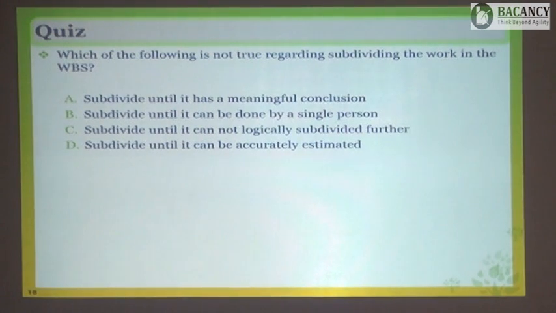No, there has to be one answer. Then C. What about you, sir? C. The correct answer is B. The question says which of the following is not true. A is true, C is true, D is true, but B is not true. Subdivide until it can be done by a single person. No. We don't even think whether it will be done by one person or 10 persons.